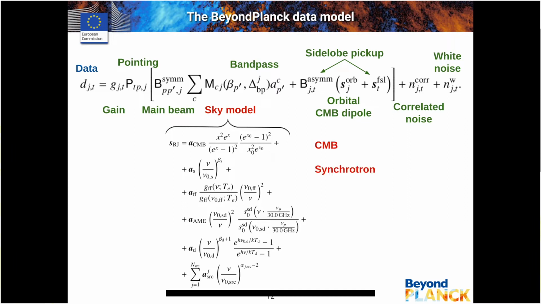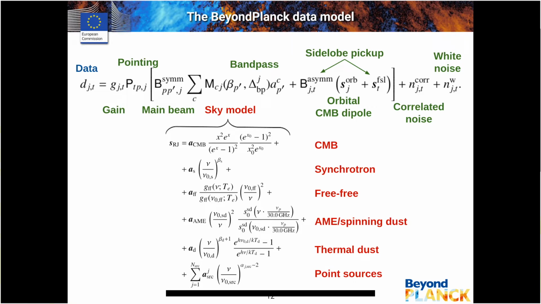We had a CMB term, synchrotron, free-free, AME or spinning dust, thermal dust, and point sources. But again, this is not an exhaustive list of all of the sky components that you could use. And so we have, or are currently in the process of developing, modules for various other components like zodiacal light that you'll hear about later.